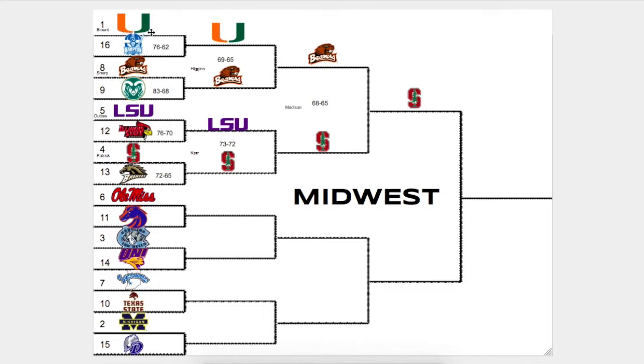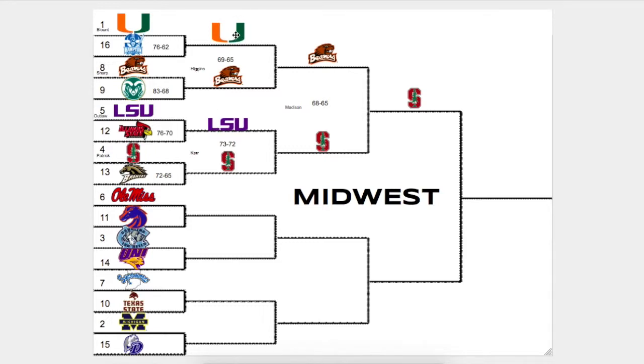Now, as you can see, first round, Miami beats Hampton by 14 points to move on. Oregon State beats Colorado State 83 to 68 to move on, so they won by 15 points. LSU beats Illinois State 76-70 to move on, and Stanford beats Western Michigan 72-65 to move on.